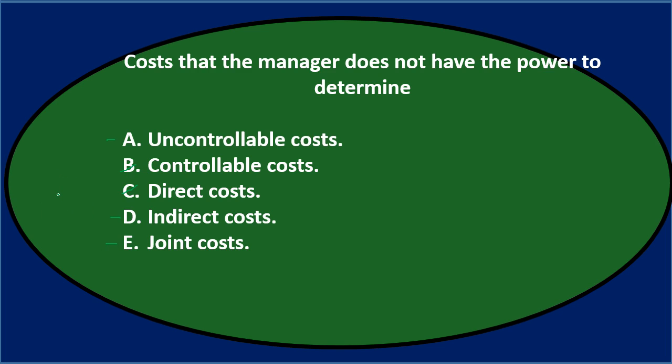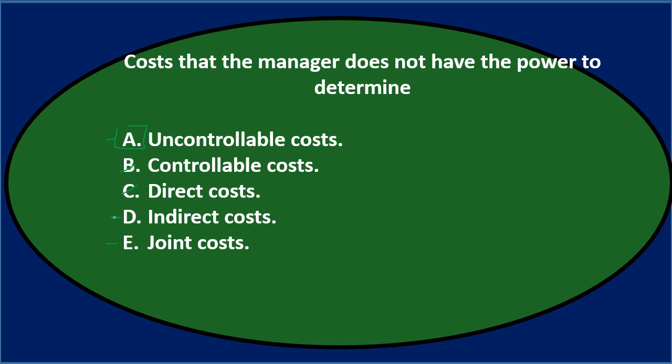So we'll keep these items, go through it again. Costs that the manager does not have the power to determine: either A, uncontrollable costs, D, indirect costs, or E, joint costs. Now, of those three, A is going to be the most appropriate, right? Uncontrollable costs. However, note that some of those uncontrollable costs are probably also the indirect costs, the ones that are going to be allocated out.